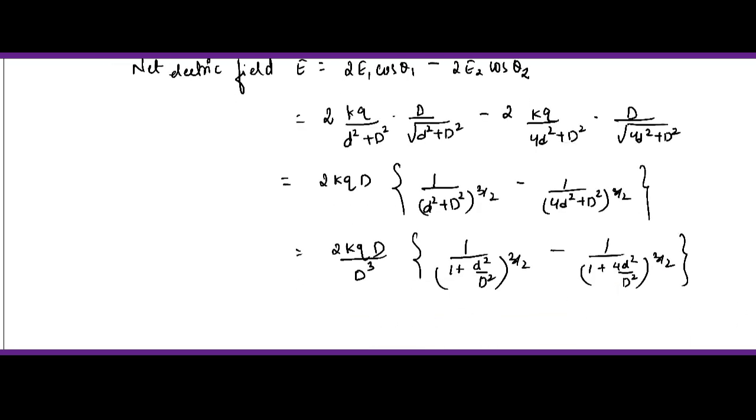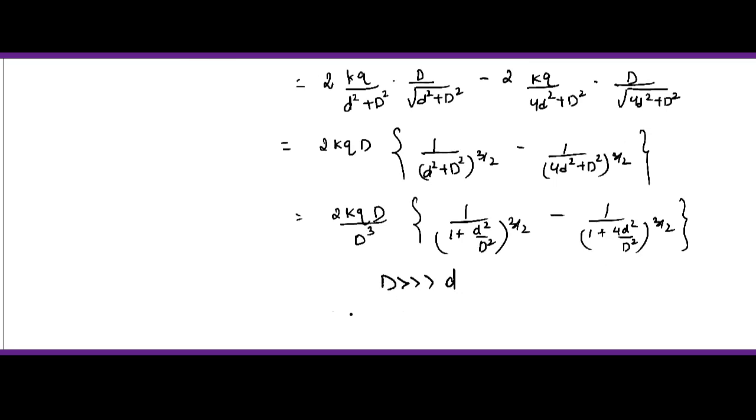Now since we have been given that capital D is very much greater than small d, correct? So using the binomial expression, what we can write from here is 2kqD upon D cube into 1 upon 1 plus 3 by 2 small d square by capital D square, minus 1 upon 1 plus 6 small d square by capital D square.